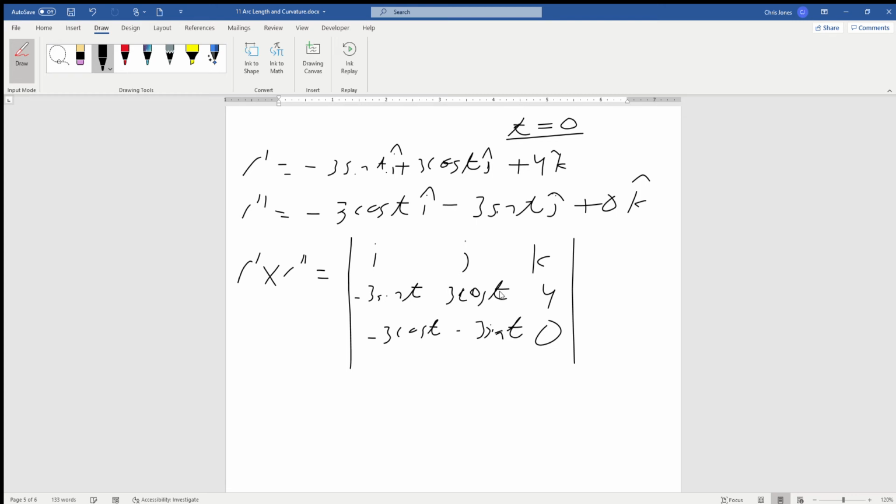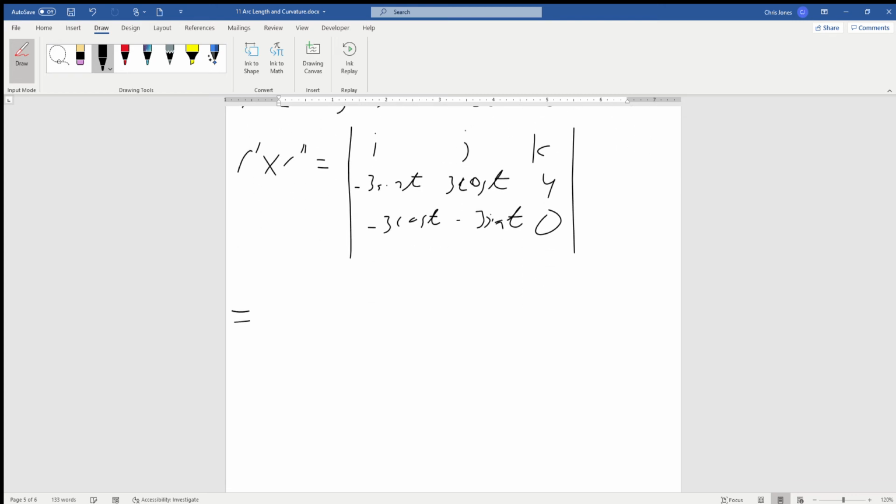All right, so we're going to find the determinant, and we're going to find the cross product. For i, we get 3 cos t times 0 minus negative 12 sin t, so it's just going to be 12 sin t i. For j, we get negative 3 times 0, and then we also get negative 3 times 4, so that's going to be a negative 12. So it's minus a negative 12, so that's going to be a positive 12, but we keep the negative out front. So that's going to be negative 12 cos t j.